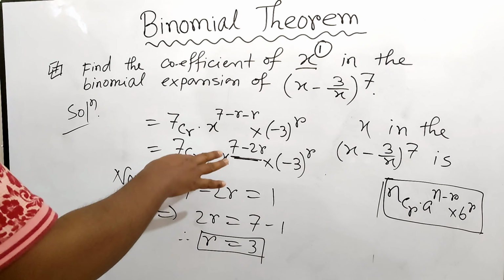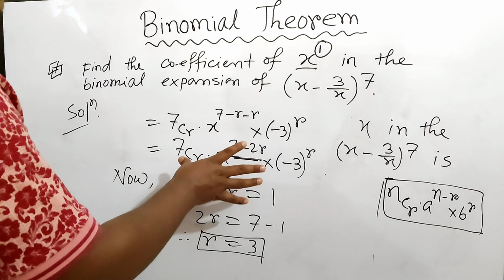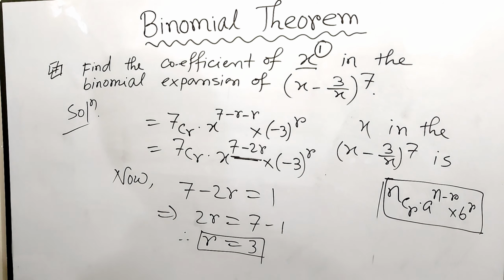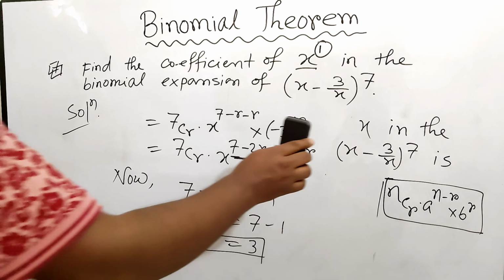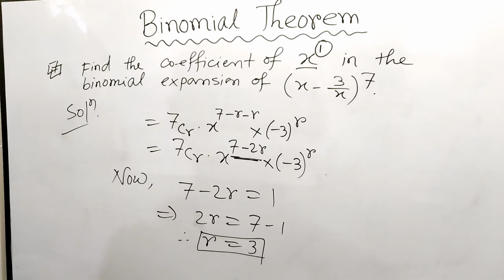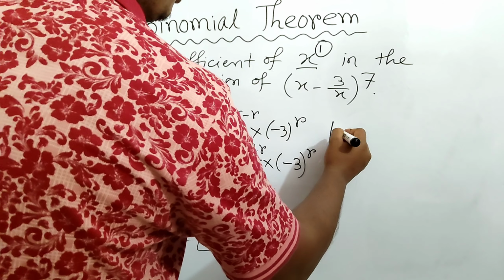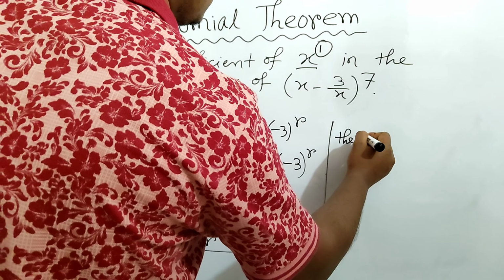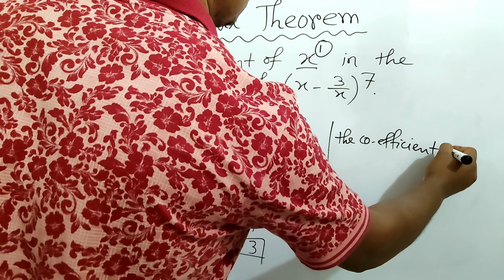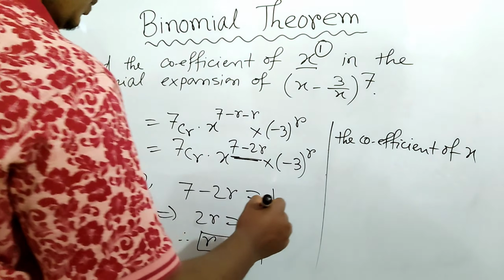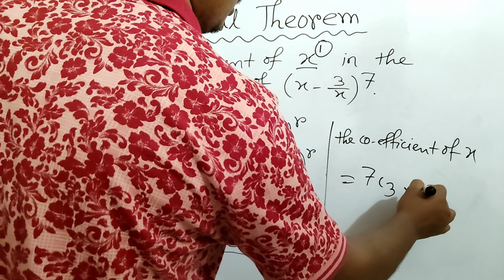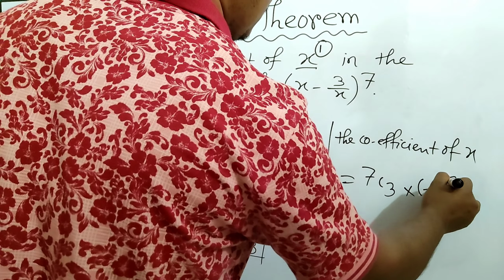So the coefficient means everything except x in this general term. Okay, so now here the coefficient of x is what? r equals 3, that is 7C3 multiplied by negative 3 to the power 3.